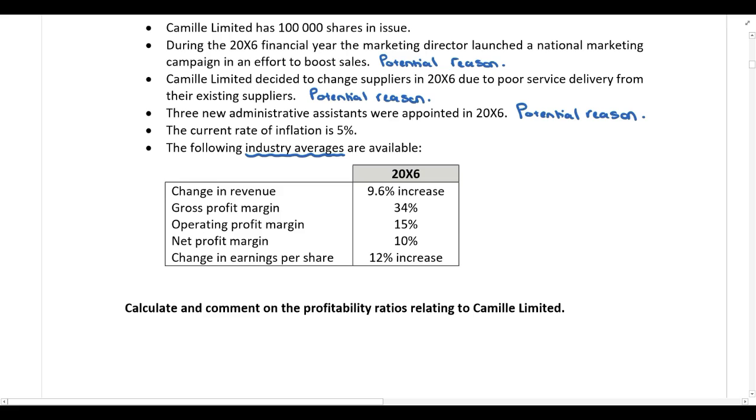Then in the required, you need to calculate and comment on the profitability ratios relating to Camille Limited. All right, guys, so firstly, you can see we are going to have to perform calculations. After performing the calculations, we are then going to comment on all of those calculations. And you can see you are not told what calculations to perform. The required simply says calculate and comment on the profitability ratios relating to Camille Limited. So you need to know which ratios fall under the heading profitability ratios. All right, so based on the information we've been provided with in this example, let's go back to the lecture notes and see what we've been given.